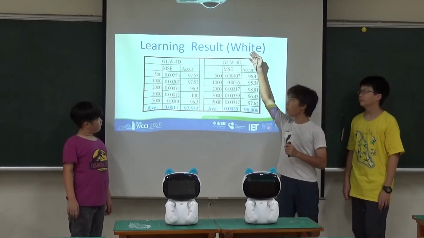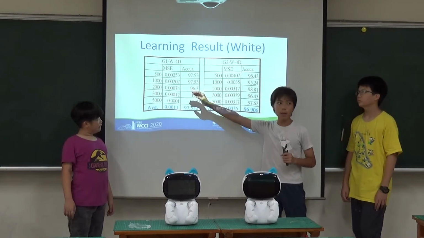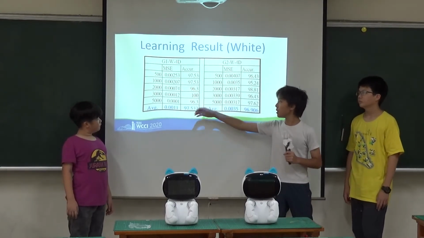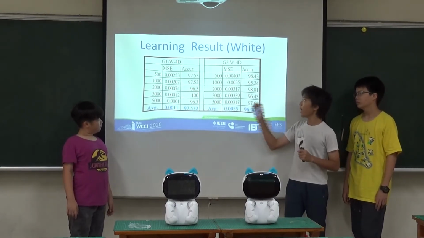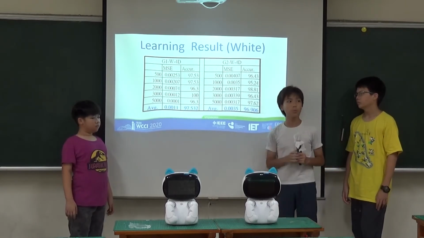Here's our learning result for white. The criteria are also the same, and as you can see, the accuracy is still really high, and MSE is still very small.